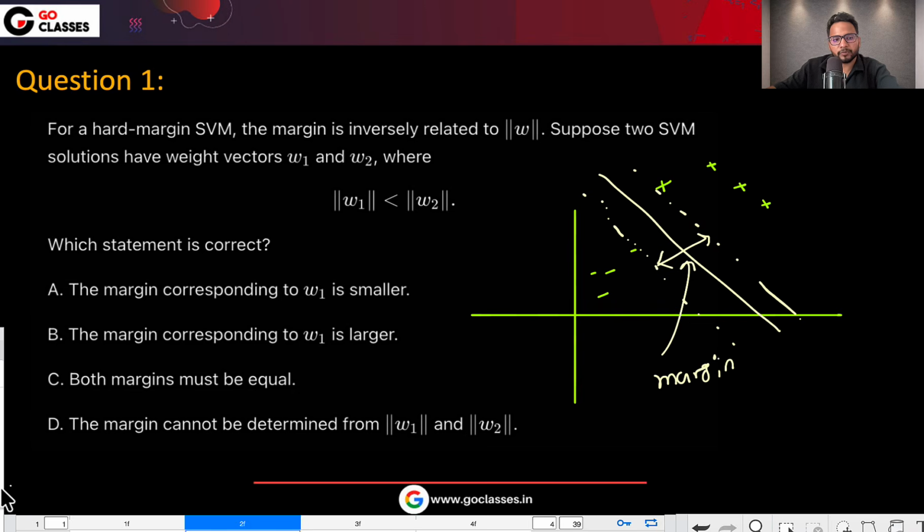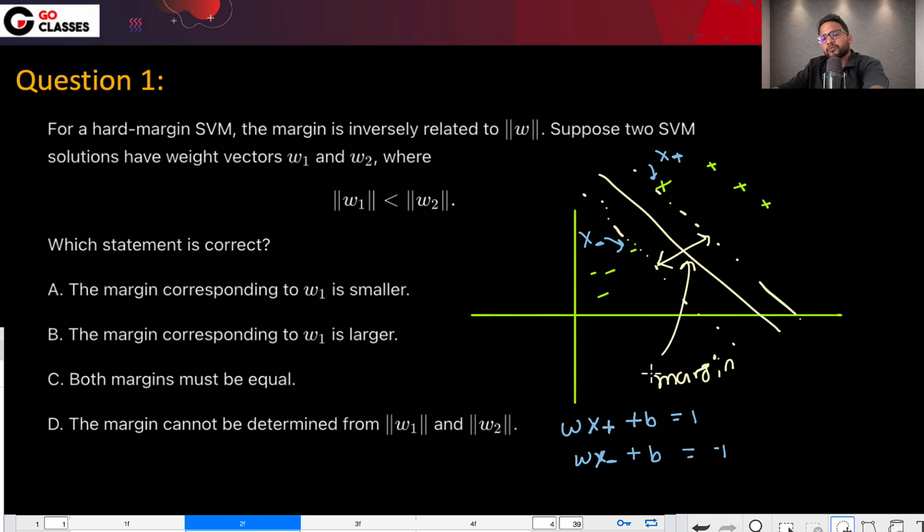Now to find out the margin, we consider this point as x minus, the closest point. These x plus and x minus are the closest points to this hyperplane. Since these are the closest points, x plus satisfies the equation wx plus b equal to 1, and x minus satisfies wx minus plus b equal to minus 1. Now the margin will be in the direction of w. It was x plus minus x minus, but in the direction of w, which means you need to multiply by w by mod w, right?